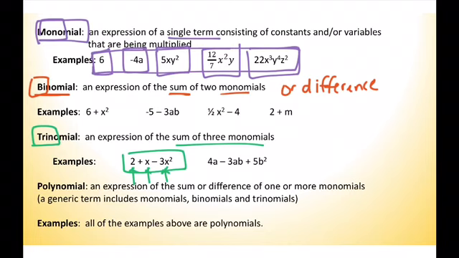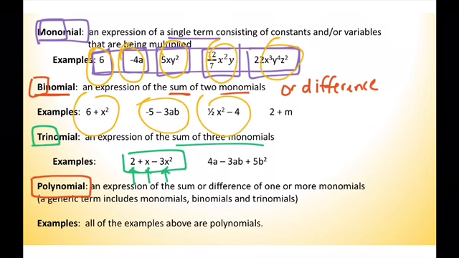Okay, the word polynomial is kind of a generic term, which means anything more than a monomial. So a binomial, a trinomial, anything more than that would be called a polynomial. Poly means many. And so examples, all of these that we just showed you, they're all polynomials. So when we talk about polynomials, we're just talking about all of that.